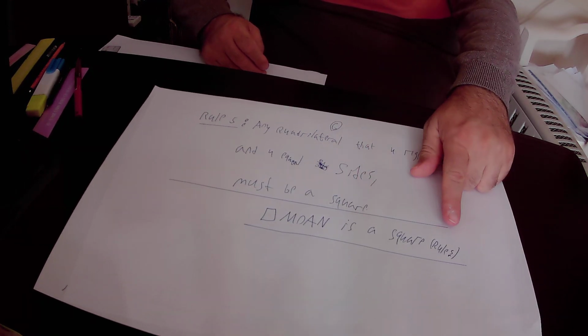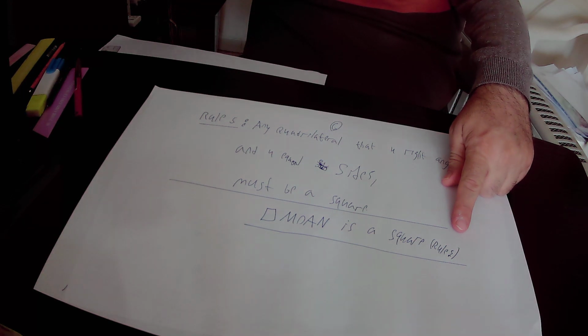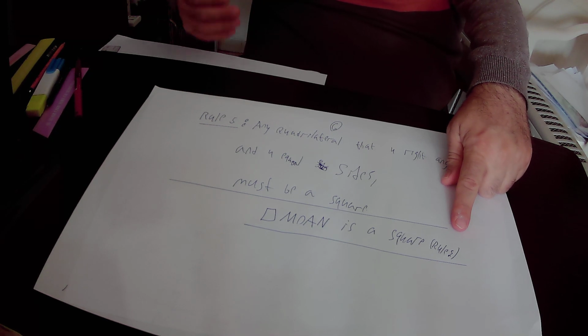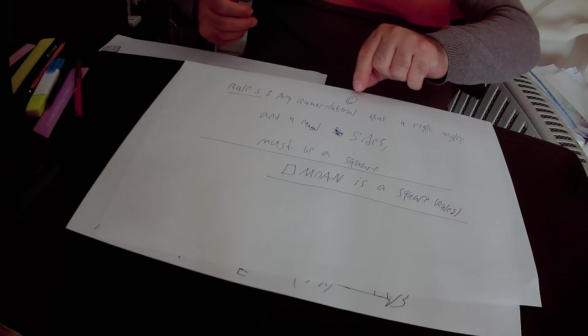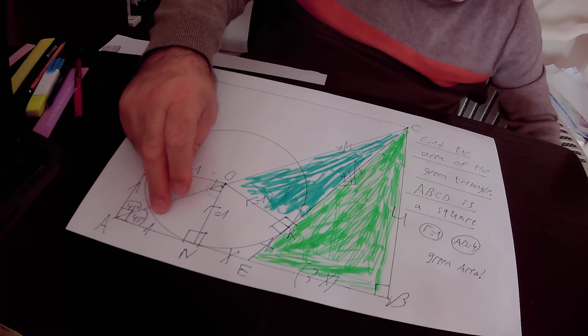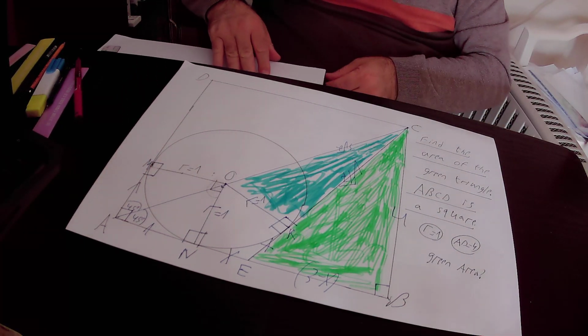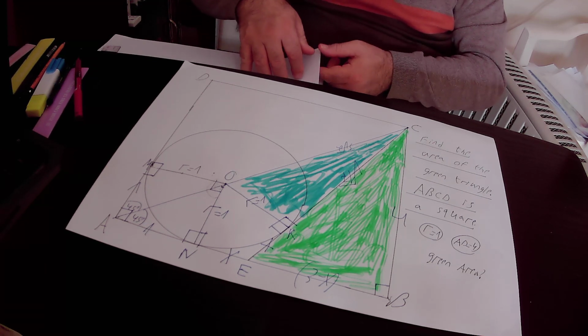Quadrilateral MOAN is a square according to rule number 5 because it has four right angles and four equal sides. And according to rule number 5, any quadrilateral that has four right angles and four equal sides must be a square. Therefore, quadrilateral MOAN is a square. So this quadrilateral is a square. And we also have rule number 6.